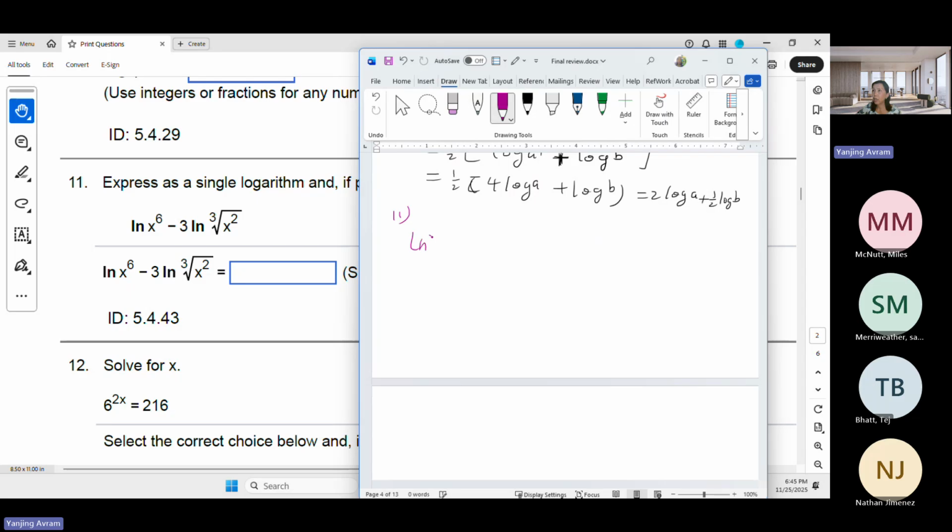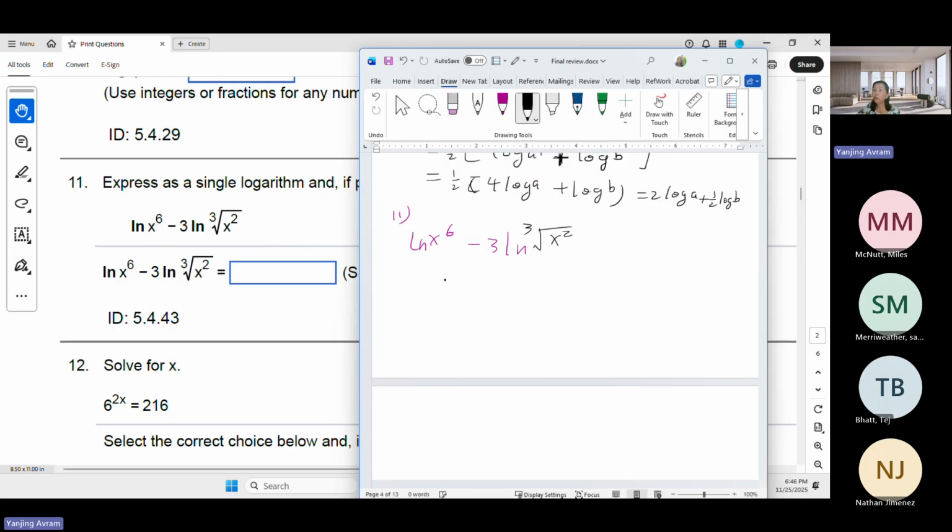This is ln of minus 3 ln of this one. I'm going to write down this one into exponent. Okay. If you don't want to write down into exponent, that's okay too. So just keep it as it is for now.